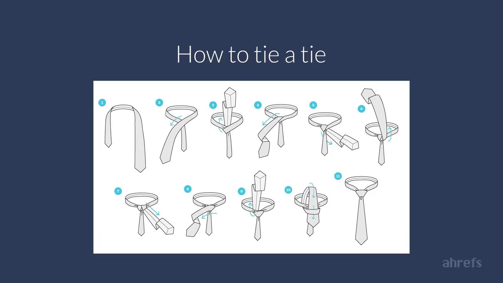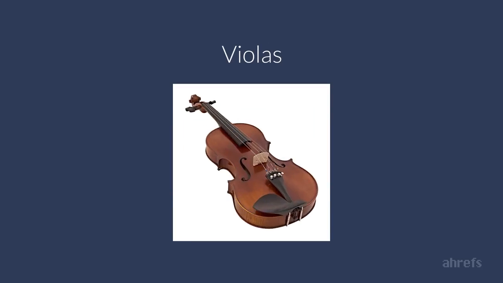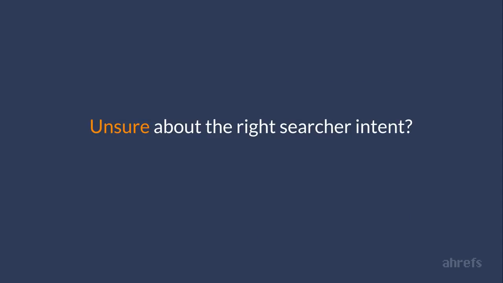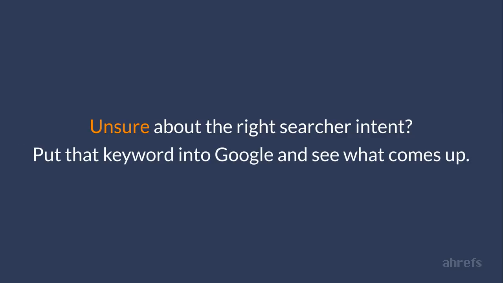But sometimes the searcher intent can be quite ambiguous, like the keyword violas. It can be a music instrument or a flower. And if you are unsure about the right searcher intent for some query, the best thing you can do is put it into Google and see what comes up. Google has invested years of work and billions of dollars into figuring out what people mean when they type something into the search bar. And they are actually quite good at it.